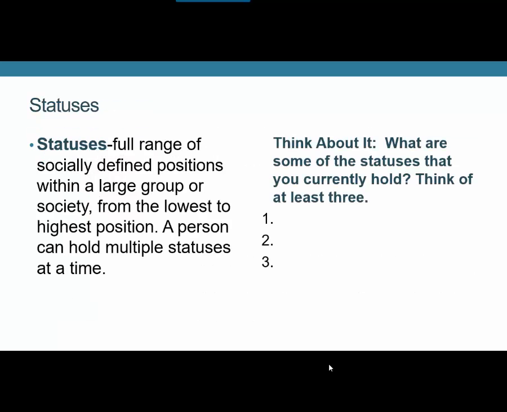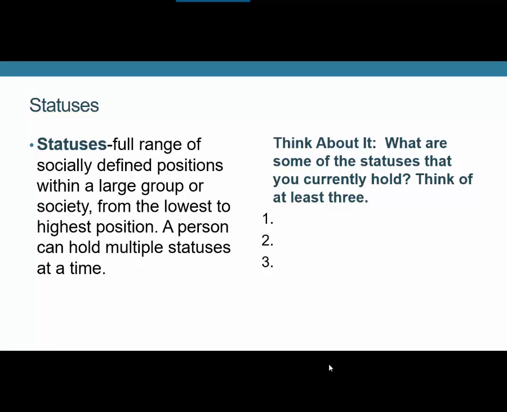Beginning with social statuses, these are the full range of socially defined positions within a large group or society. Sometimes they are within a hierarchy so that there is a lowest and highest position. And people can, and most often do, hold multiple statuses at a time.